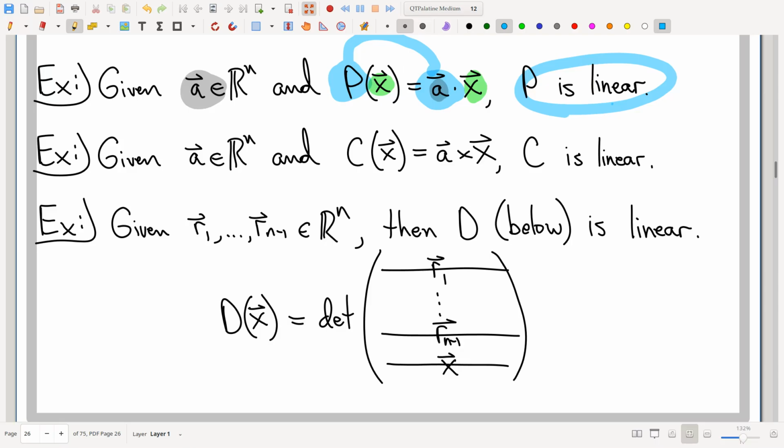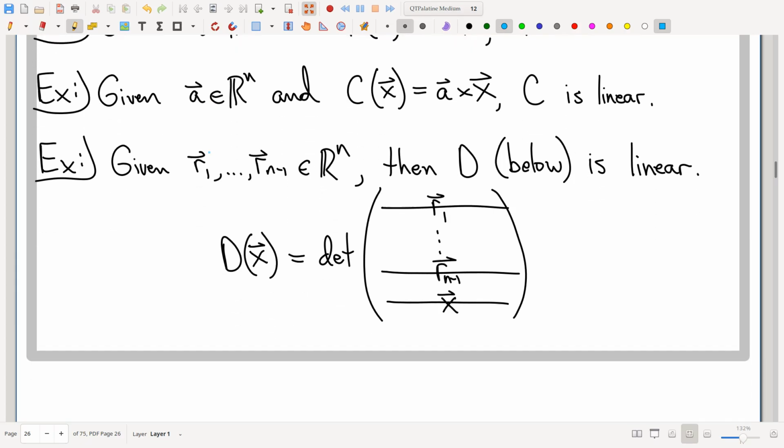Okay, so likewise for cross products. This next one's a little bit weird, and I think this is worthy of discussion. It looks like I'm saying that D is determinant and D is linear. Doesn't it kind of look like I'm saying determinant is linear? And let's be very clear about this one. It is not. Determinant is not linear. Determinant acts on a matrix. If you add two matrices, their determinants do not add. So determinant is not linear.